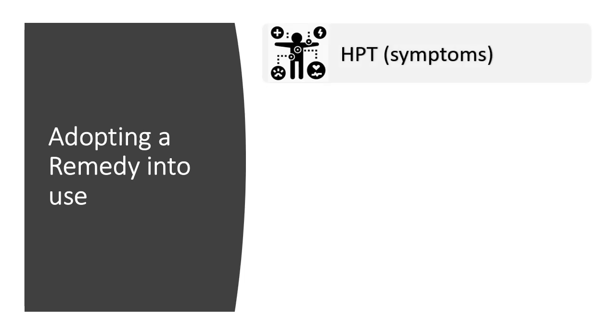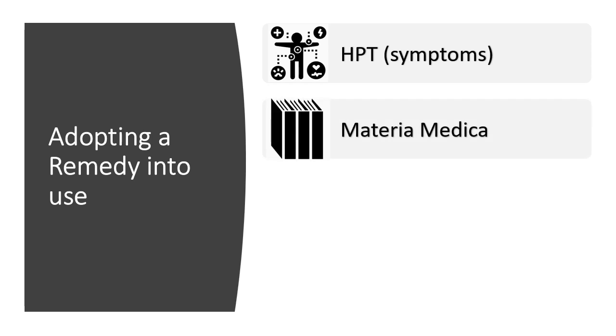Now, the observation of symptoms by the individual people who participated in the trial are recorded. I will now describe the process of adopting a remedy into homeopathic use. As we saw in the last slide, the symptoms or the homeopathic pathogenetic trial records are collated. They are then written down in a book called Materia Medica.